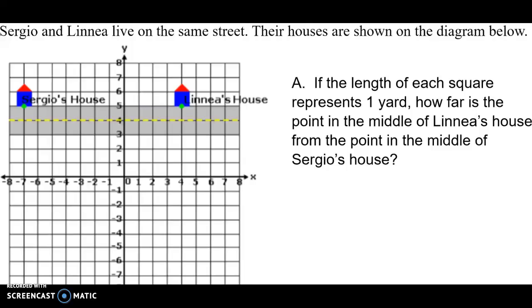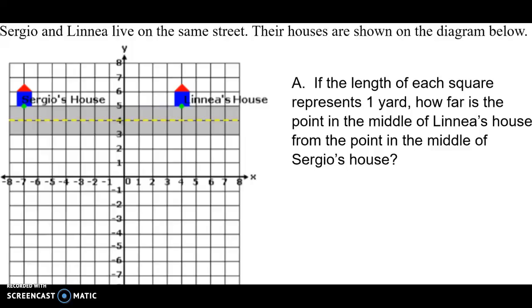Sergio and Linnea live on the same street. Their houses are shown on the diagram below. You also have this diagram on your paper, so you're following along with me on part A. The question is, if the length of each square represents 1 yard, how far is the point in the middle of Linnea's house from the point in the middle of Sergio's house? So they're talking about one of these being 1 yard.